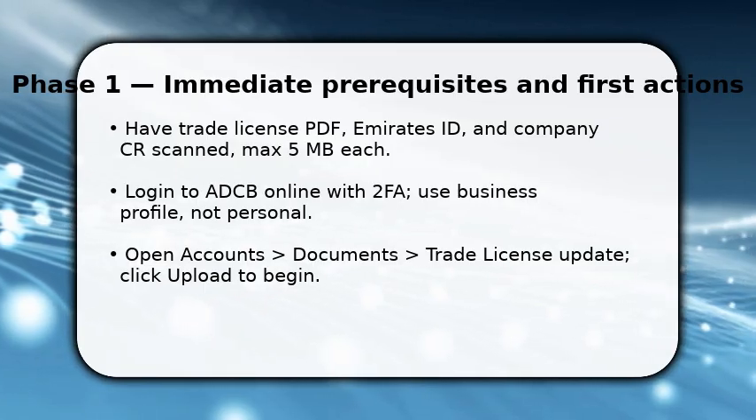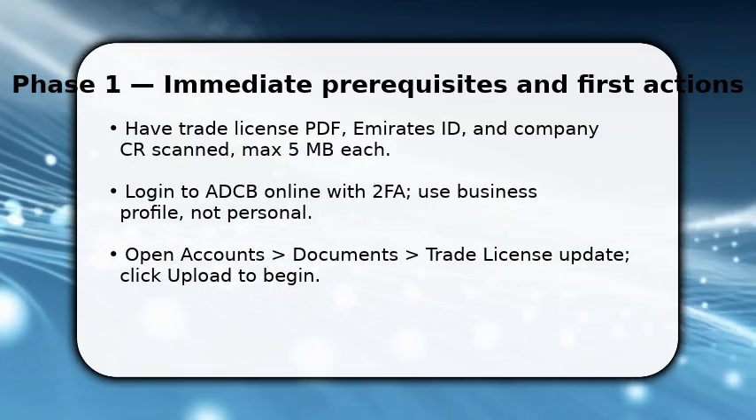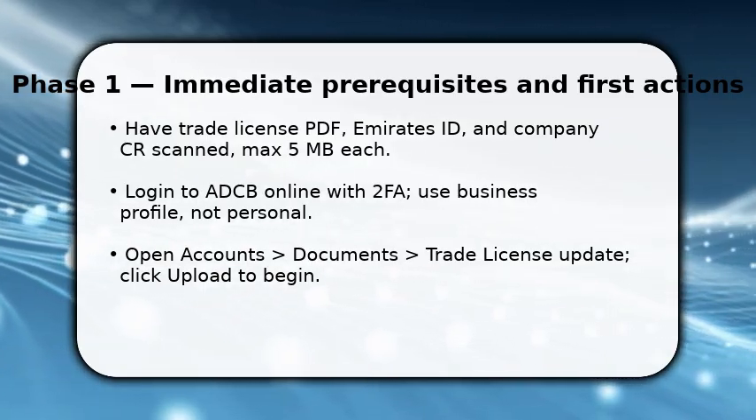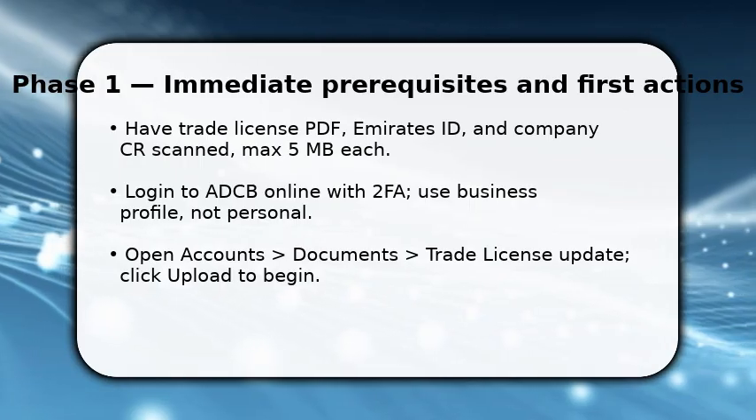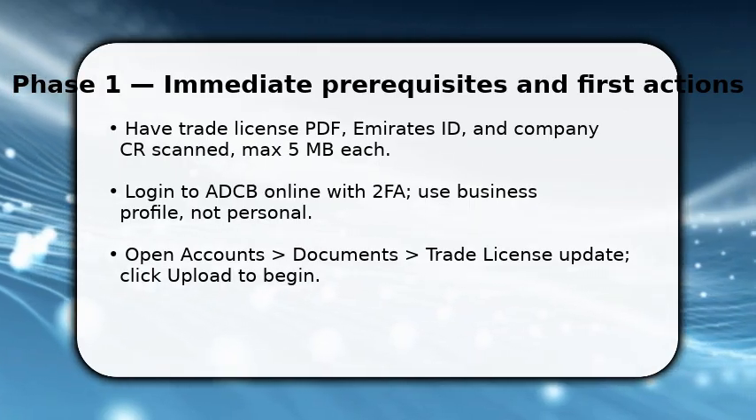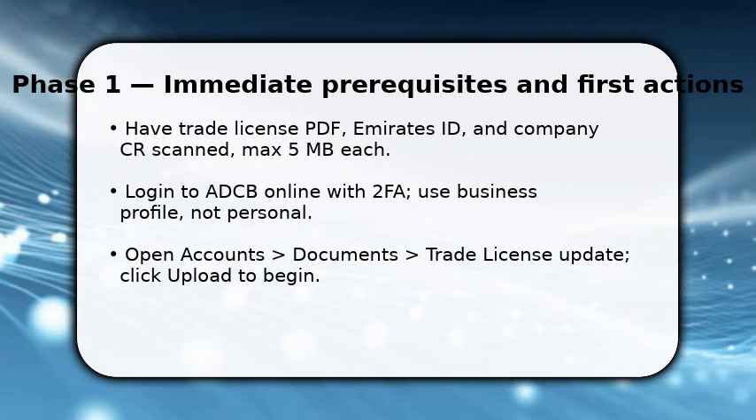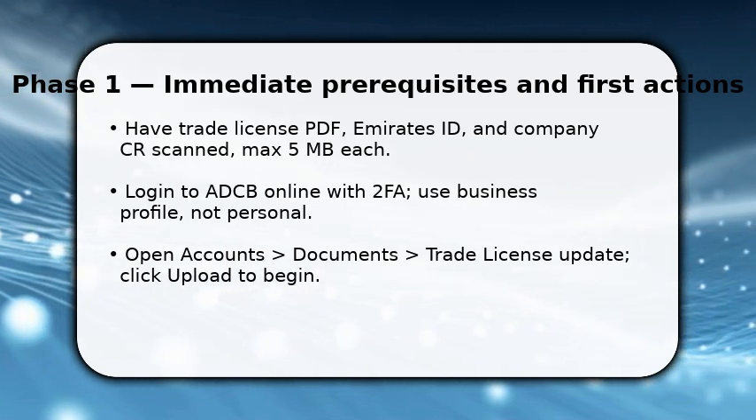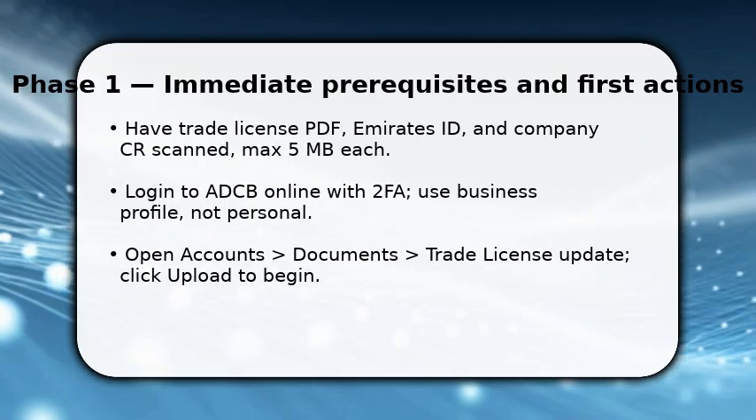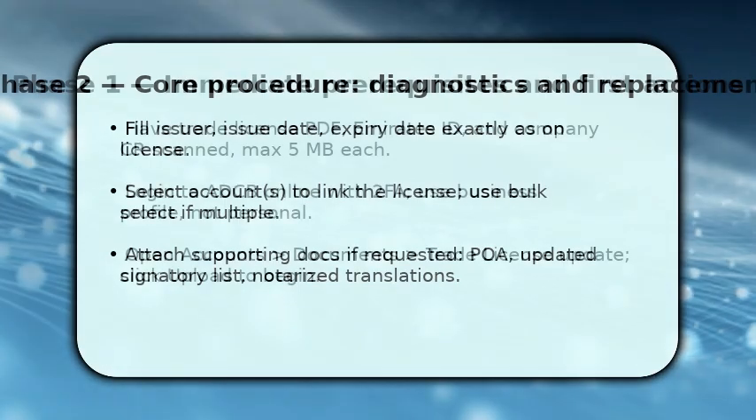This opens the Upload dialog and shows required fields. You'll see file size limits and a drop-down for document type, so choose Trade License and then attach the file. Make sure the date and company name match exactly to avoid rejection. Once done with upload, complete the detailed form fields.